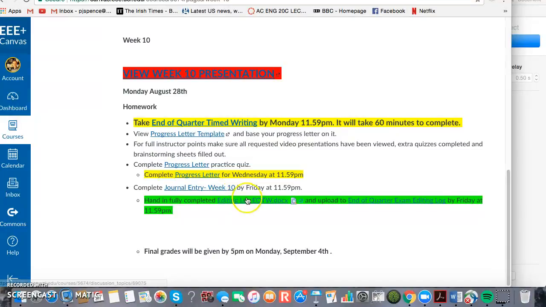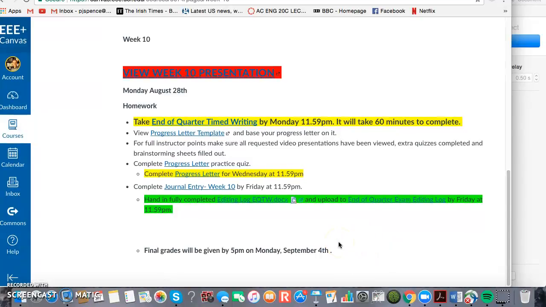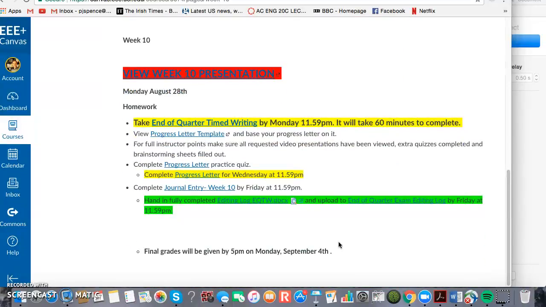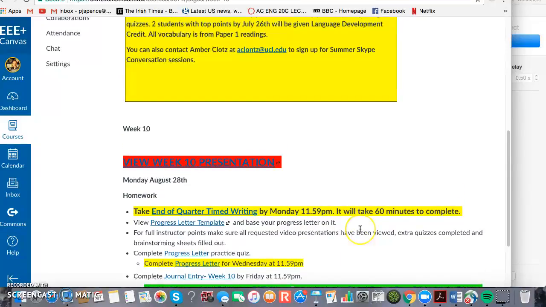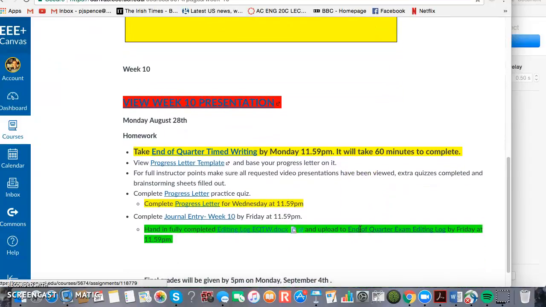There is a last journal entry, a week 10 journal entry. I should have your final papers back to you by Wednesday, and what I'd like you to do is, with the feedback that I give, complete this editing log and upload it. Okay, this is just to show me that you can correct your errors on the paper. In total, you will get about 35% of your grades this week.